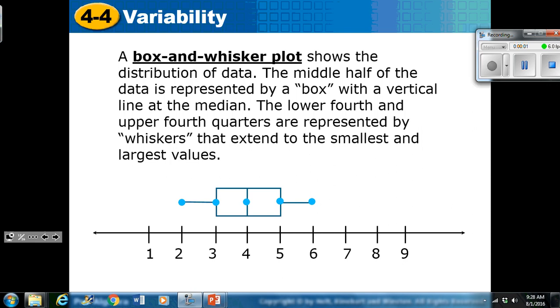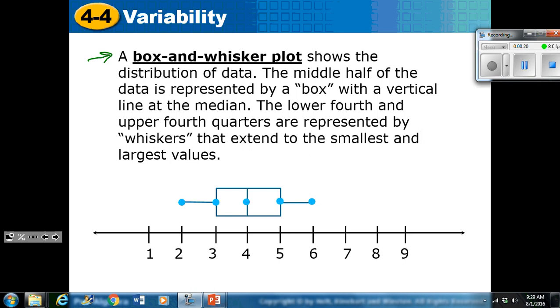4-4 variability. All right, we're going to make this crazy thing called a box and whisker plot. I didn't love the stem and leaf plots, and I don't love the box and whisker plot either, but again, it shows up on tests, so you need to know it.